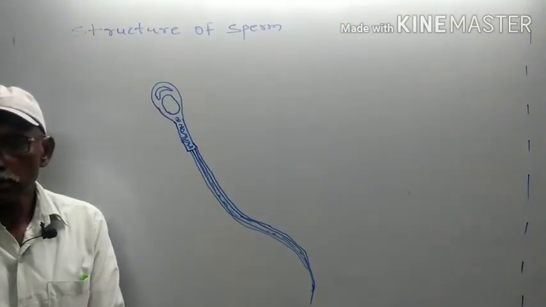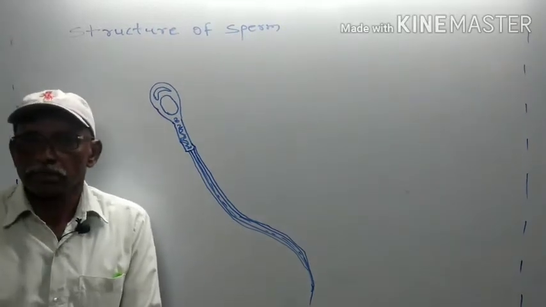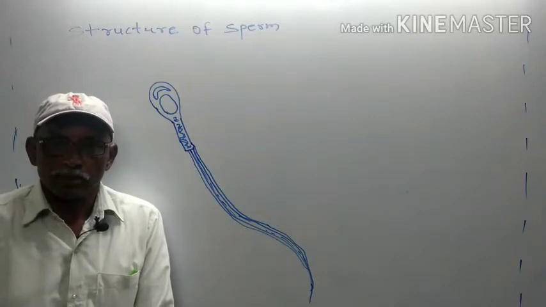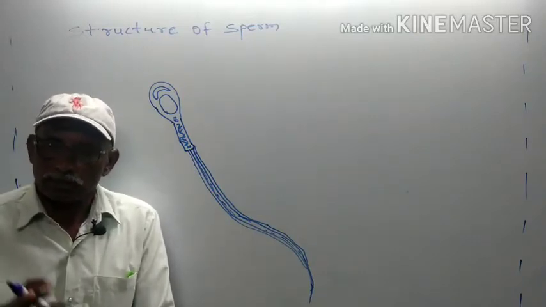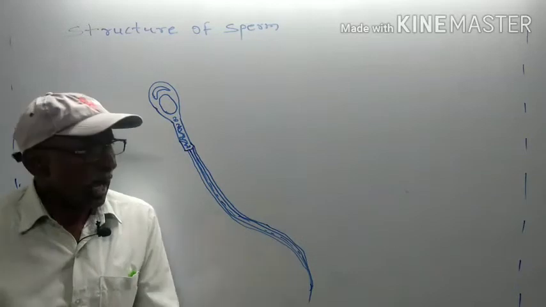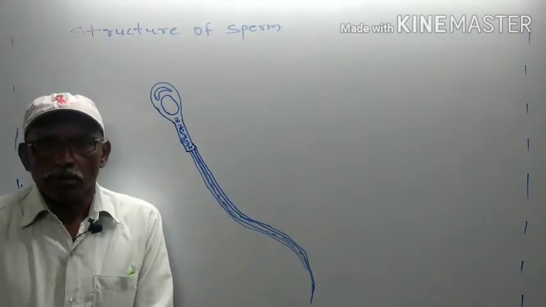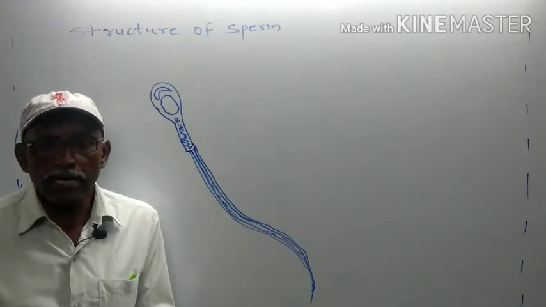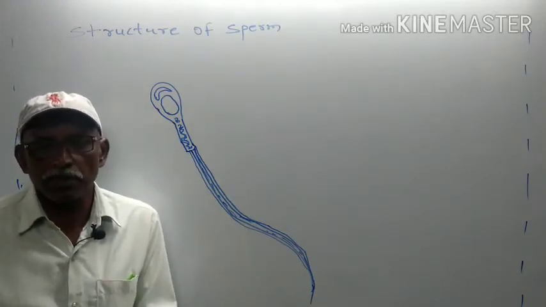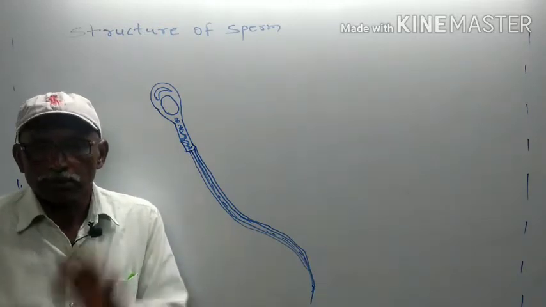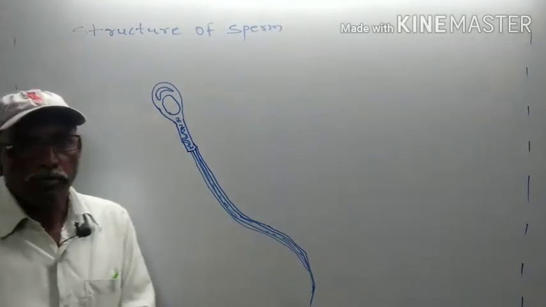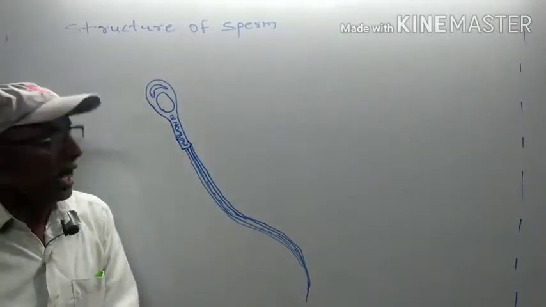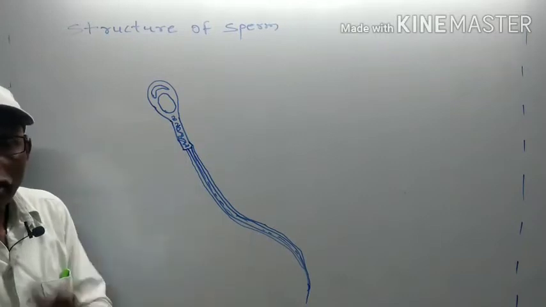Welcome students. In the last lecture we learned about gametogenesis, spermatogenesis, then oogenesis. Now in this lecture we are going to study the structure of male and female gametes, that is sperm and ovum. First of all, we will learn about the structure of sperm. This is also called the male gamete.